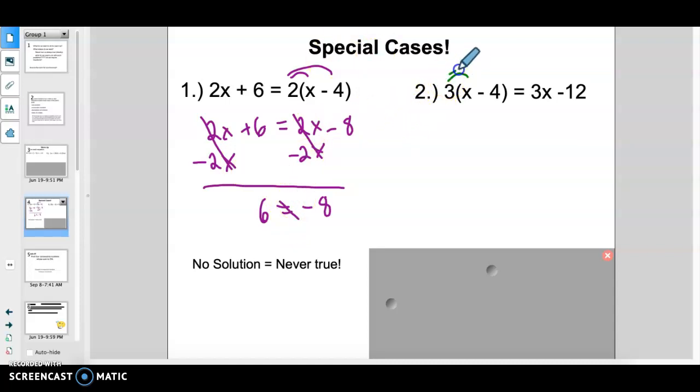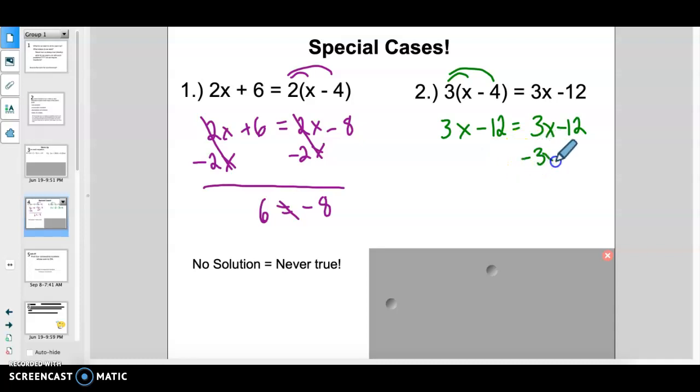The other special case, I've got 3x minus 12 equals 3x minus 12. So right away you should be able to notice that these two sides are identical. As soon as you hit that spot, you know that you have a special case. But if you want to, you could take it another step further.